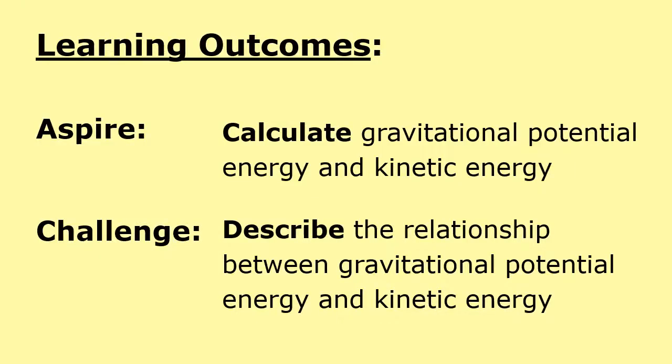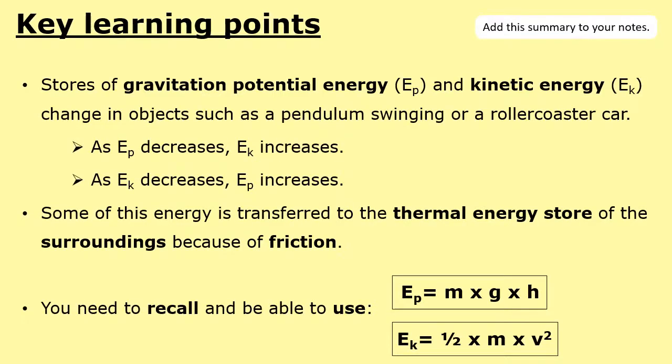Okay, we're going to leave it there for this lesson because you've actually done quite a lot today. Just a reminder, our challenge outcome for this lesson was to describe the relationship between gravitational potential energy and kinetic energy. And then in the second part of the lesson, our Aspire outcome was to calculate gravitational potential energy and kinetic energy. Now here are the key learning points from this lesson. If you feel that it will help you, you can add this summary to your notes.